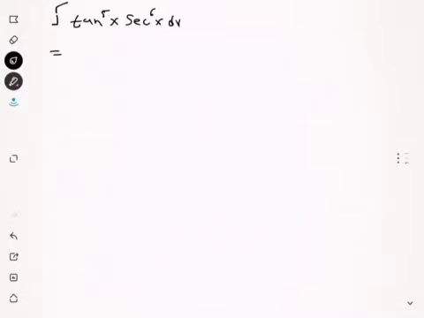What we're gonna do here, if you have secant to an even power, as long as that even power is bigger than 2, you can take the secant to whatever that power is and save a secant square. So this time we're gonna have secant to the fourth power x, and then we're gonna save a secant square. Then everything has to be written in terms of tangent.